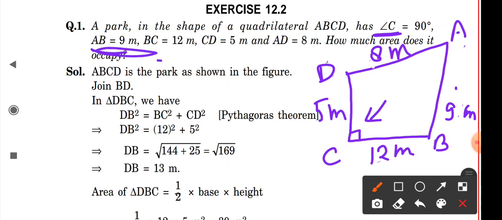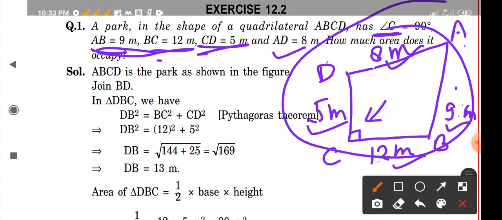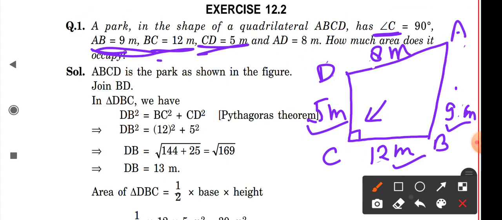And AB equal to 9 meter, it is given 9 meter, and BC equal to 12 meter, I have written 12 meter, and CD equal to 5 meter, I have written here 5 meter, and AD equal to 8 meter, I have mentioned the 8 meter. Now you have to find out the area of this quadrilateral, but you don't know it directly in this question.